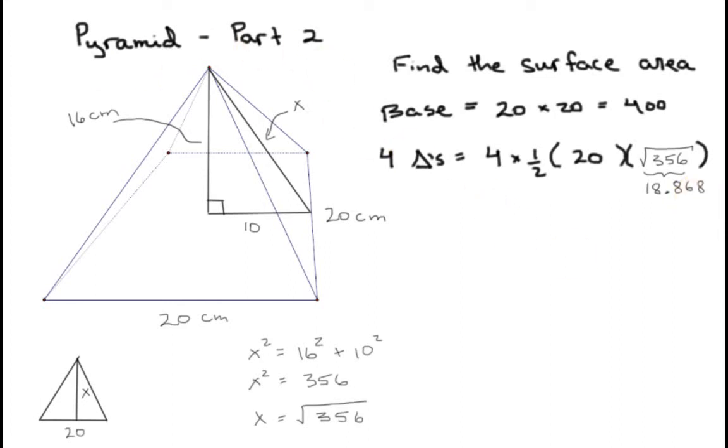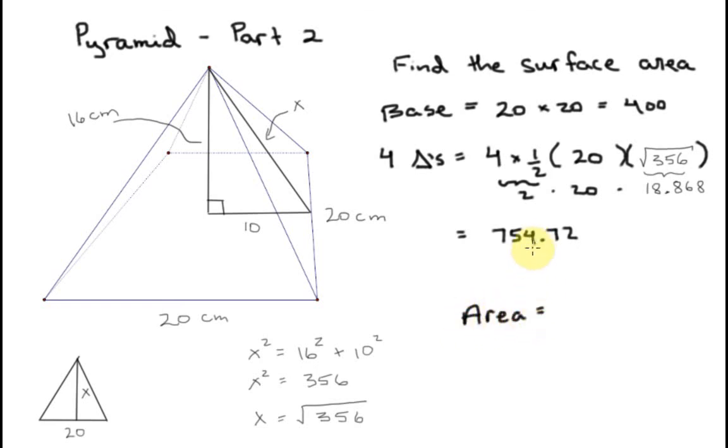Okay, just going to switch my pen over here and figure out what this calculation is. So I'm going to go 4 times 1/2, which is kind of like saying 2 times 20 times 18.868, or square root of 356. When I did that calculation, I found it to be 754.72. And remember, to give my final answer, I got to add the base.